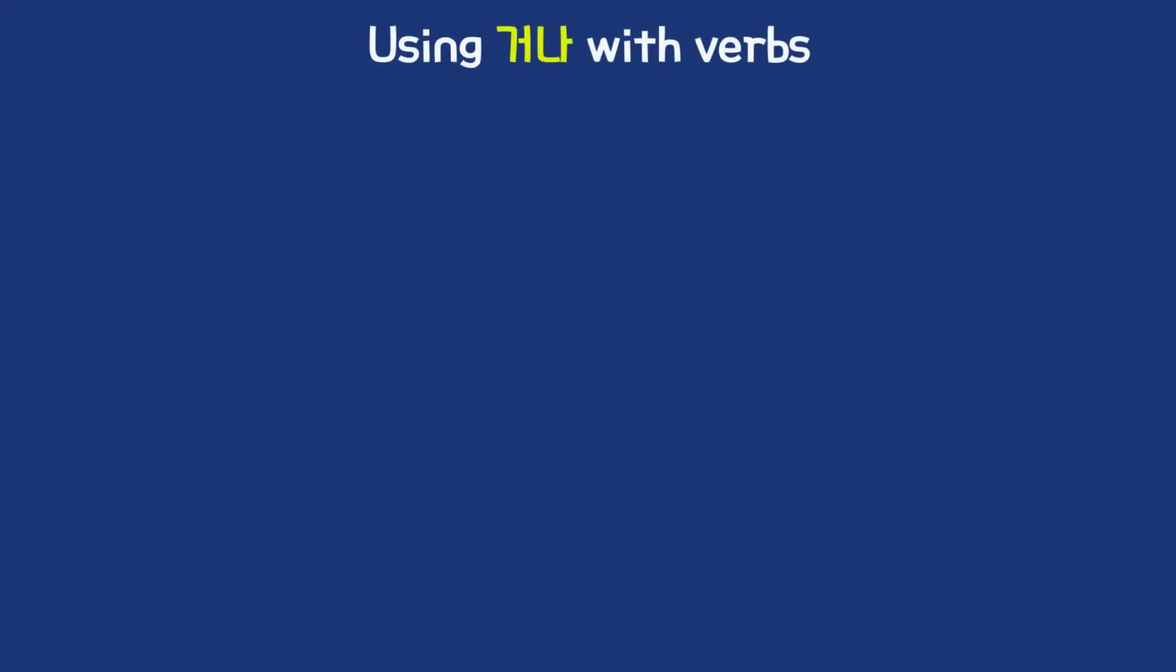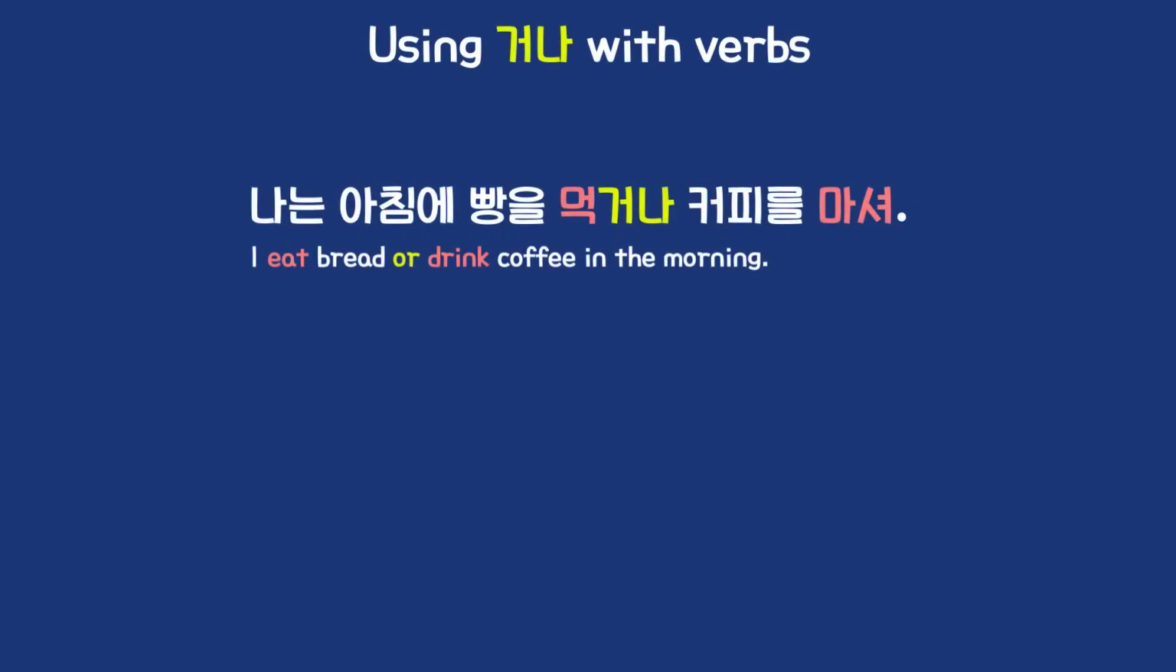Okay, so let's now look at how we use 거나. We use 거나 when we refer to two verbs as choices or possibilities. Here's an example sentence. 나는 아침에 빵을 먹거나 커피를 마셔. I eat bread or drink coffee in the morning. So in this sentence, the verbs 먹다, meaning to eat, and 마시다, to drink, are two choices. And all we have to do is attach 거나 to the stem of the first verb. And when we add 거나, it doesn't matter whether the verb stem ends in 받침 or not.